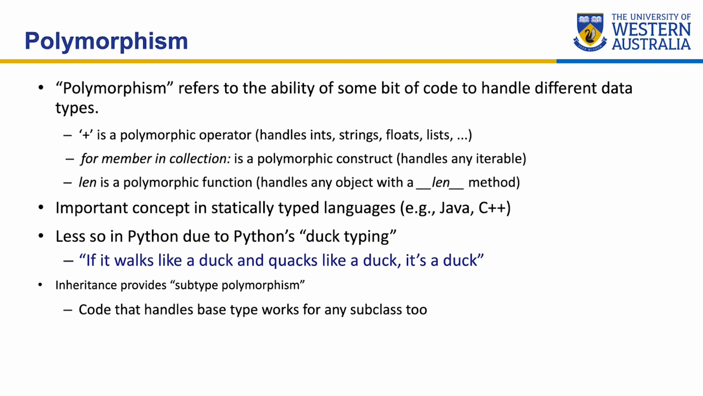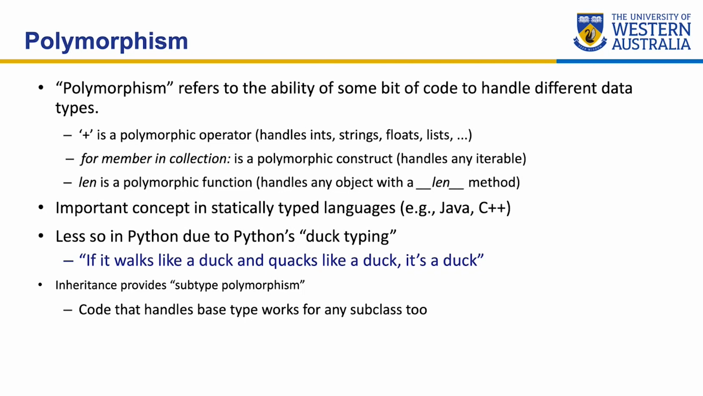Another concept that we will cover in this video is polymorphism. Okay, it's a cool word, but it basically refers to the ability of some bits of code to handle different data types. So for example, the addition that we have seen is actually a polymorphic operator because it can be used with integers, strings, floats, lists, and whichever you create that allows addition.